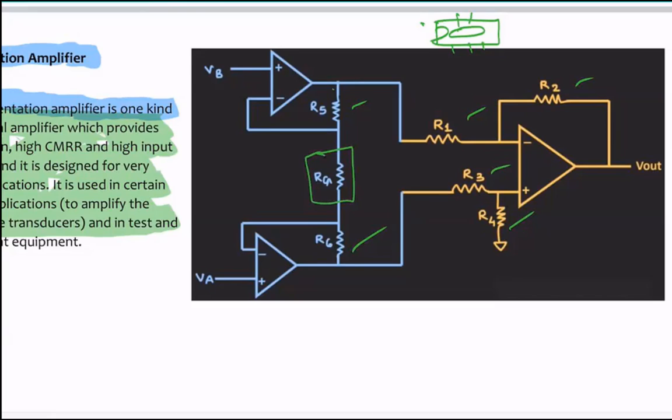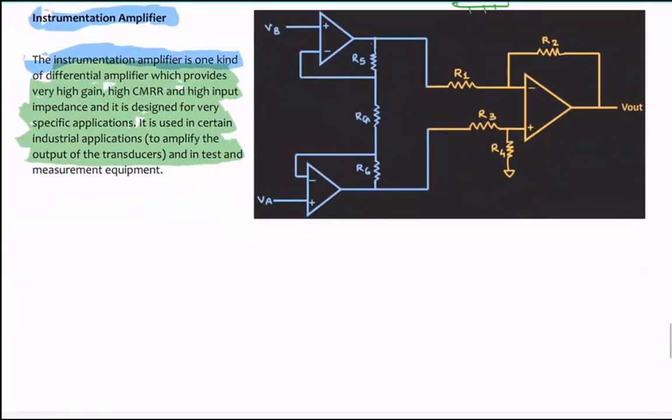And with the help of this RG, we can change the gain of this amplifier. And that's what we are striving to do here: get an equation where we can change the gain as a function of RG. All right, so a couple of assumptions that we are going to make here before we start doing the analysis.